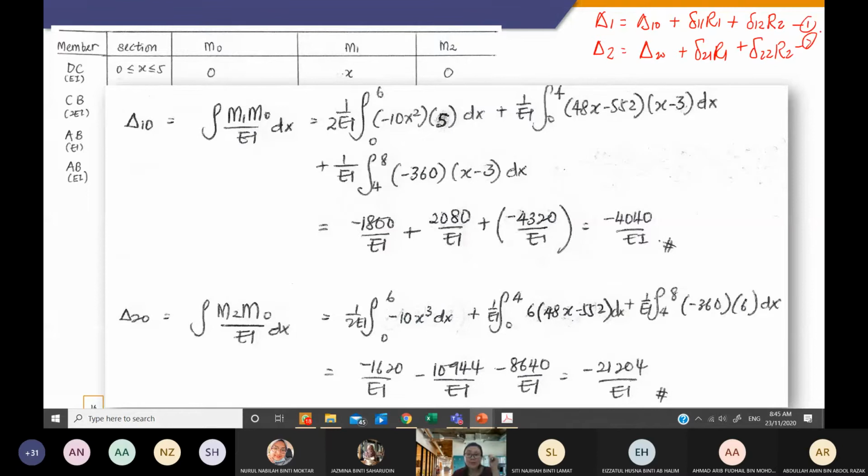I'm going to randomly show you how to get this, because we have gone through this earlier. For example, delta 1 naught, your equation will be M1 dealing with M naught. But if you can see, this is dealing with 1 and naught, so you deal with this 1 and naught only for all the sections. Maybe we look at this range 0 to 5, which is 0.